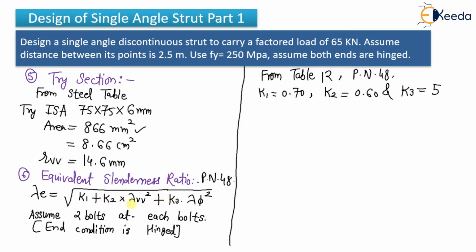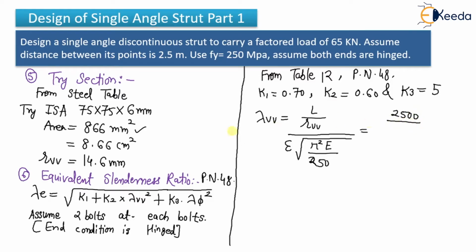See, K1, K2 and K3 are known. Let's calculate lambda VV and lambda phi. So I'll put lambda VV is equal to (L by RVV) whole divided by epsilon under root of pi square E divided by 250. In IS code they have made one mistake. It is E. It is not epsilon. So you may make that correction. Now what is L? L is given. It is 2500 divided by RVV. We have taken this from the steel table. It is 14.6 whole divided by epsilon.